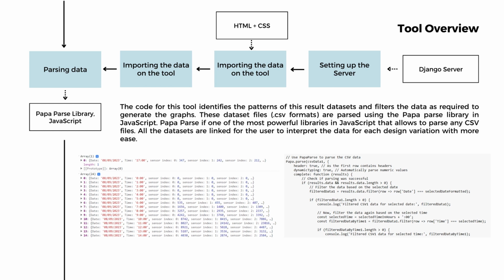Once the dataset is loaded, the algorithm for this tool identifies the patterns of this result dataset and filters the data as required to generate the graphs. These datasets, which are .csv files, are parsed using the PapaParse library in JavaScript. This becomes necessary as the exported dataset is in a particular format that needs to be organized in a format that is acceptable by the library to plot the graphs.